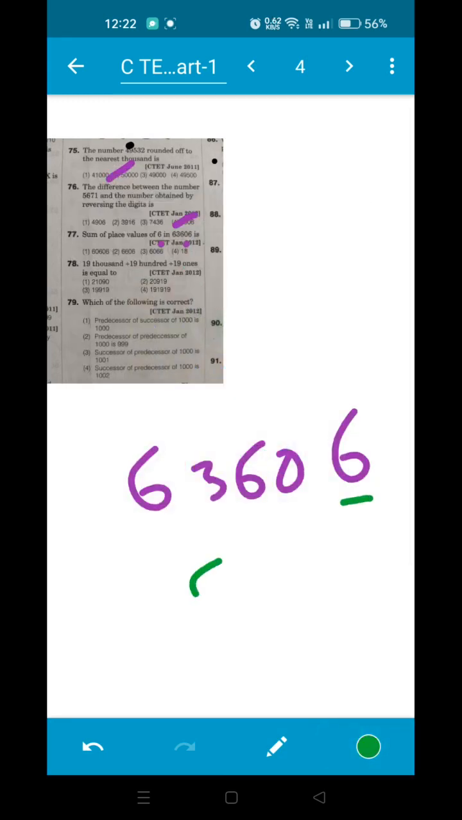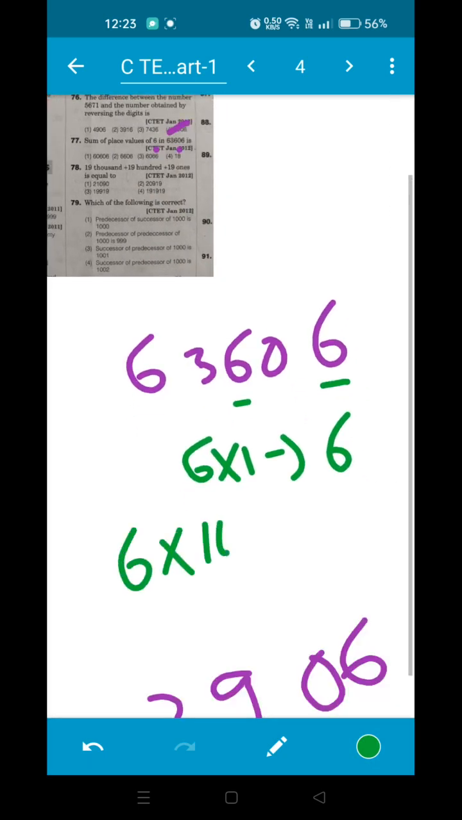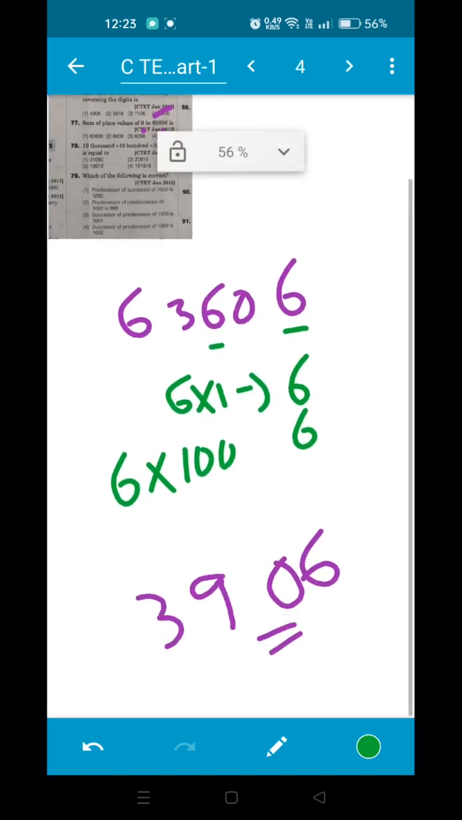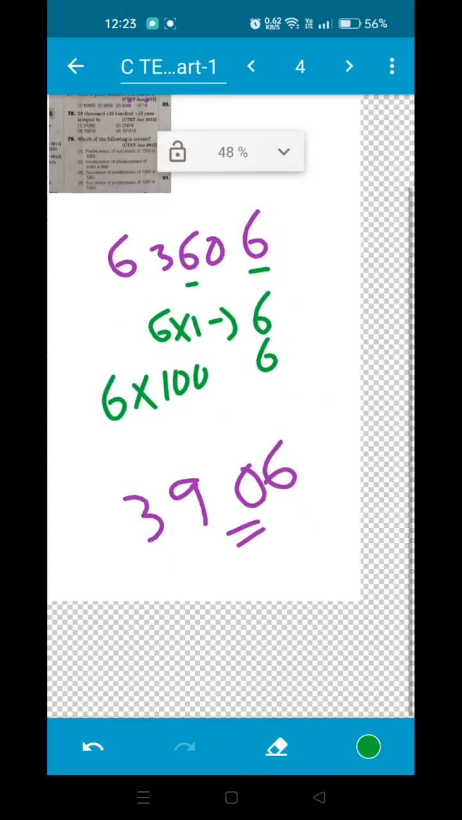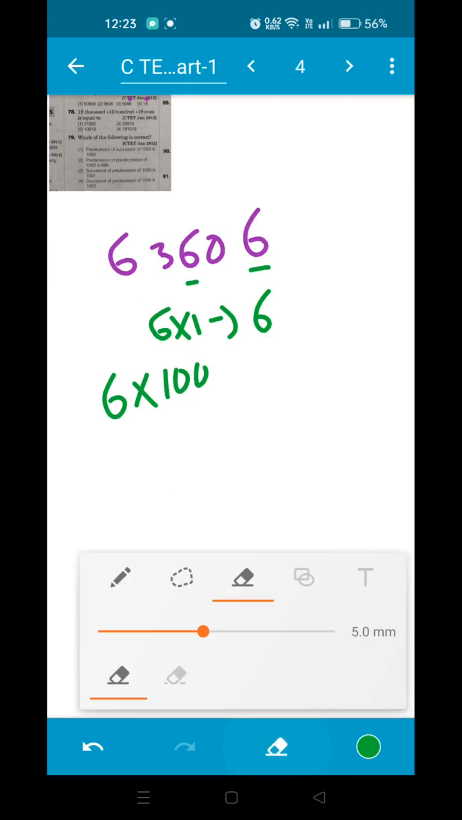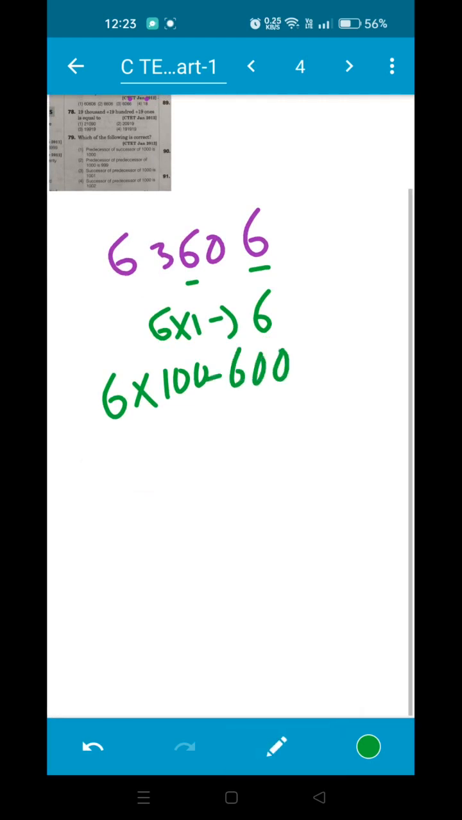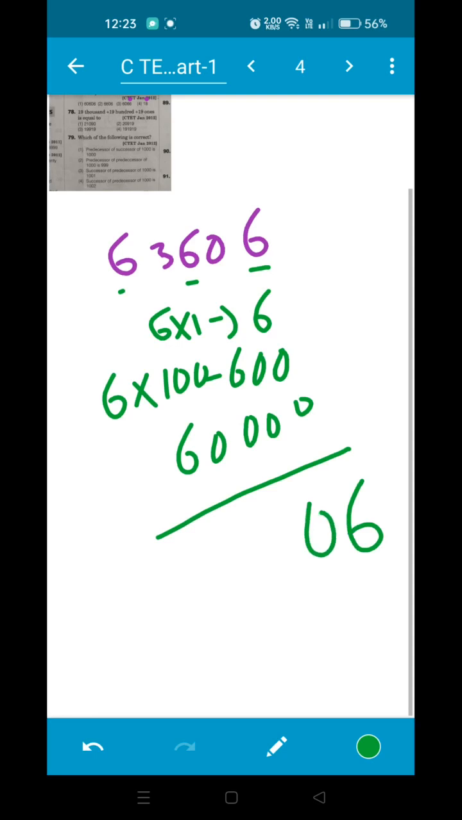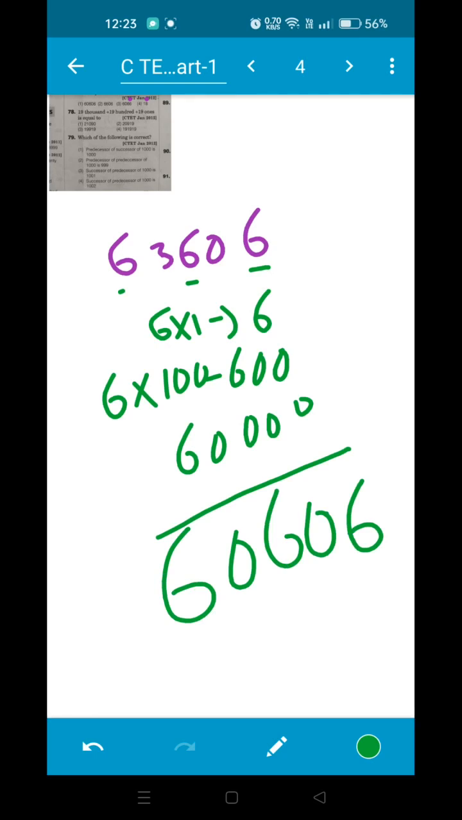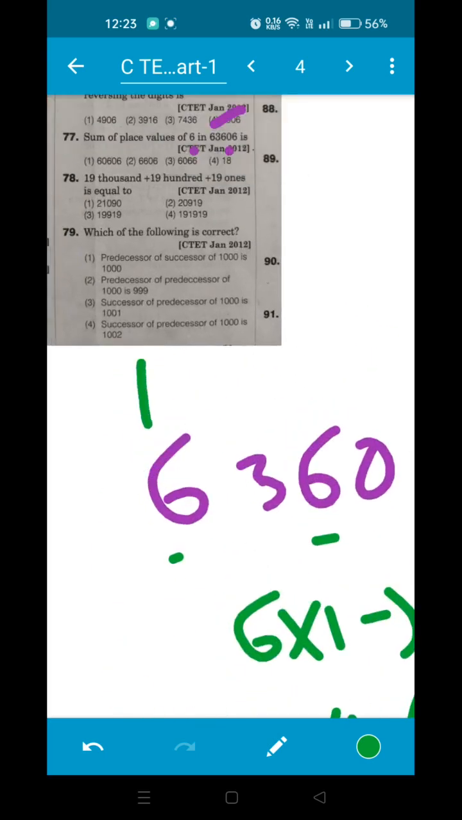So it is in units place. So 6 into 1, 6. It is in hundreds place. So 6 into 100, 600. Next it is 600. And next it is ten thousands place, so 60,000. Right? So the sum of these, 60606. So totally the sum of all places is 60,606. So which option? Option 1.